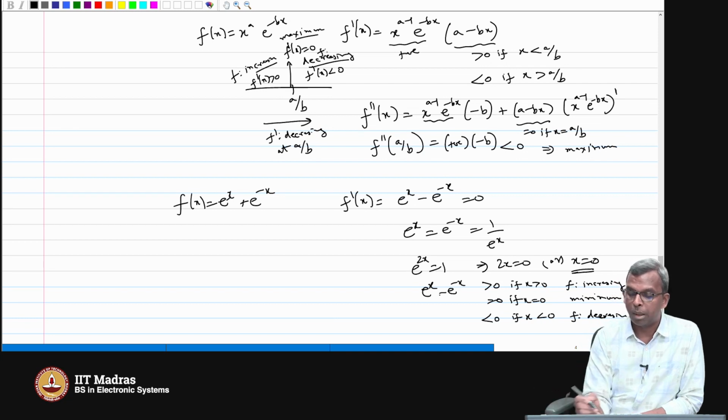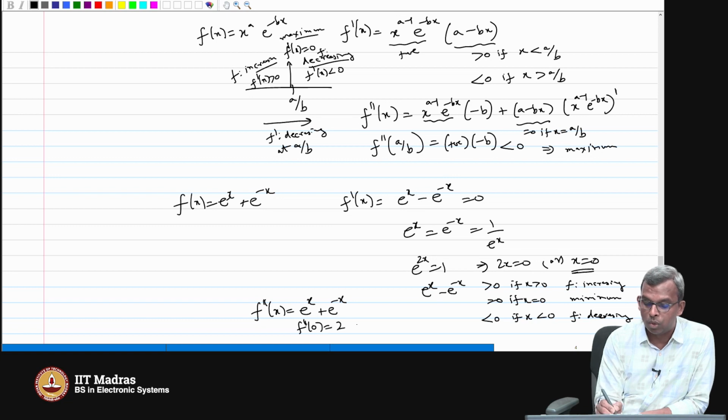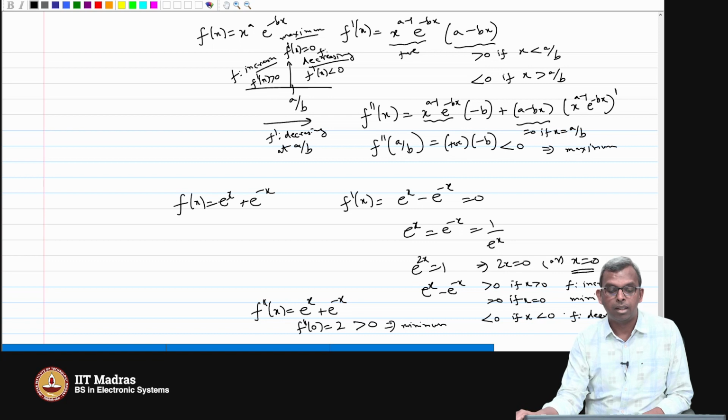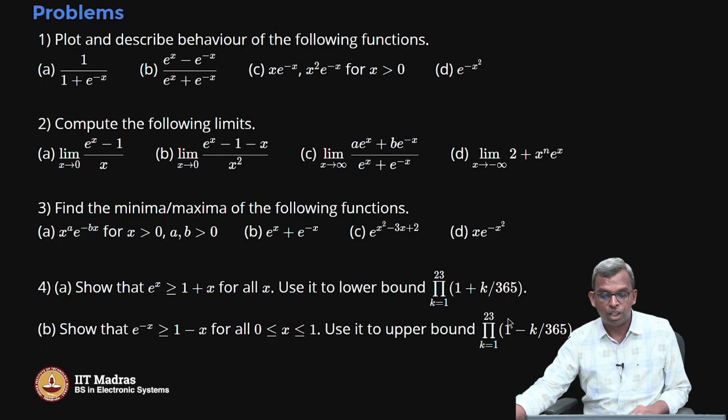You can also do a double derivative test if you do not want this nuanced argument. What happens to the double derivative? You will get e power x plus e power minus x, and this is equal to 2 at 0. So that implies f double prime of 0 is 2 and that is greater than 0. So it is positive, which implies minimum. So this is the argument for why that has to be true. Nice little function here.